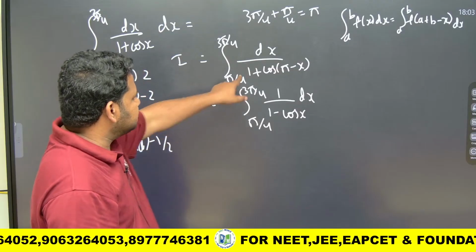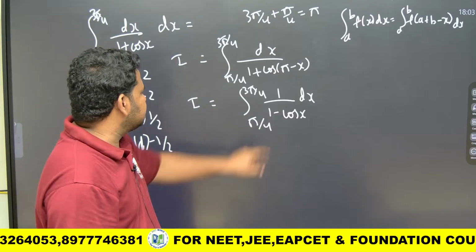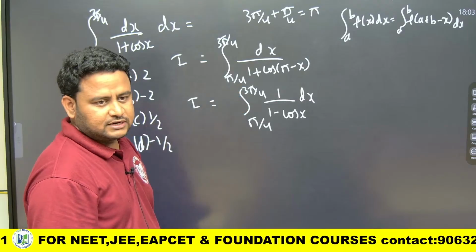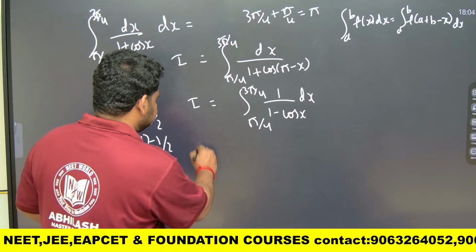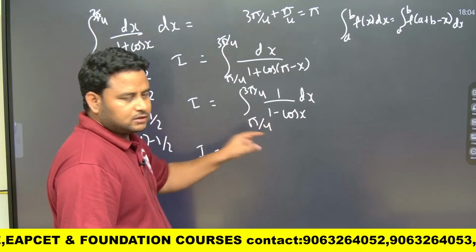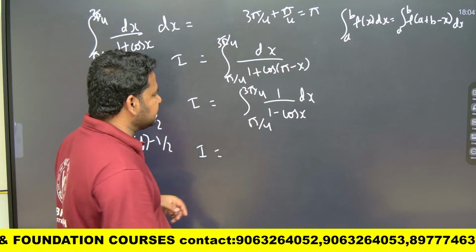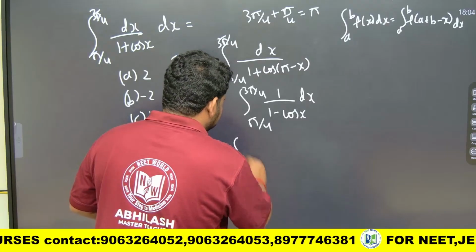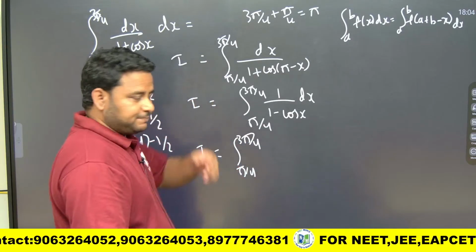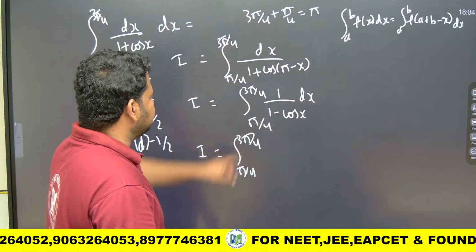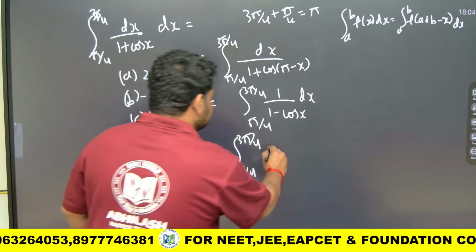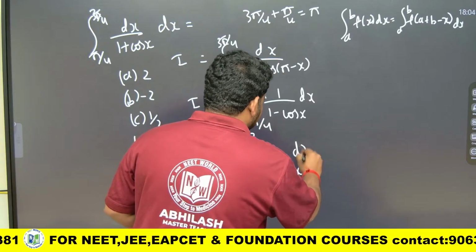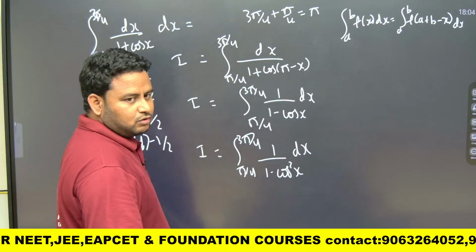Now what I can do is, this is 1 plus cos of pi minus x, this is 1 minus cos x. What is the integral that I have? I have pi by 4 to 3 pi by 4, 1 by 1 minus cos x. On further simplification, 1 minus cos x can be written as 1 plus cos x upon 1 minus cos square x. If I multiply this, I will get 1 minus cos square x dx.